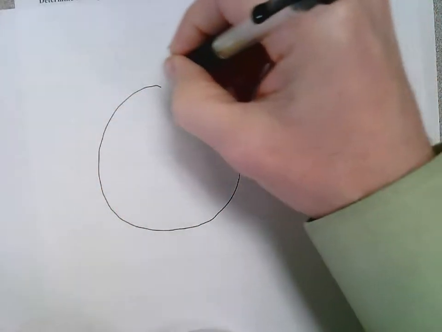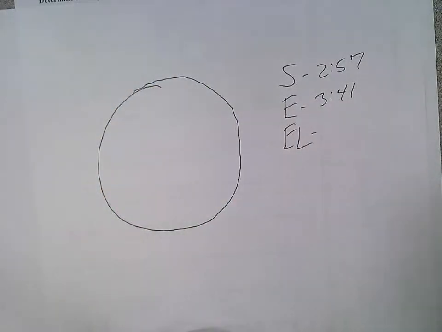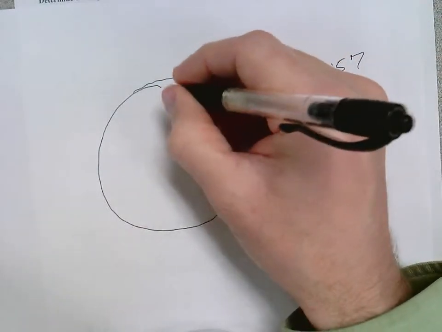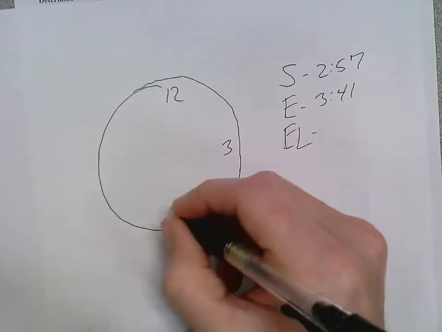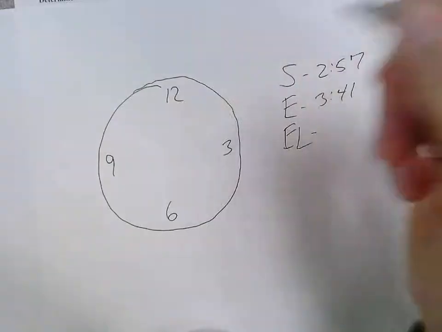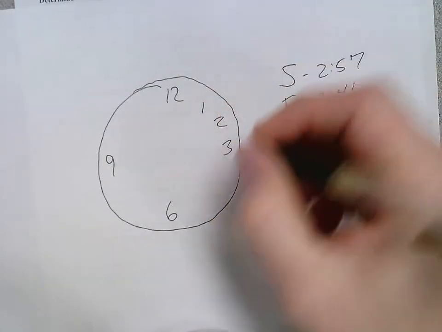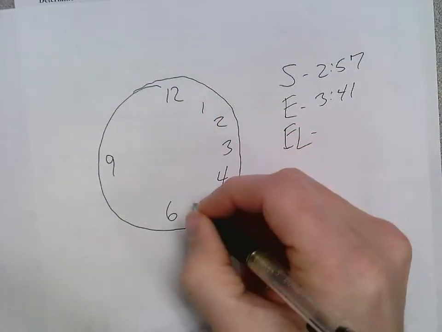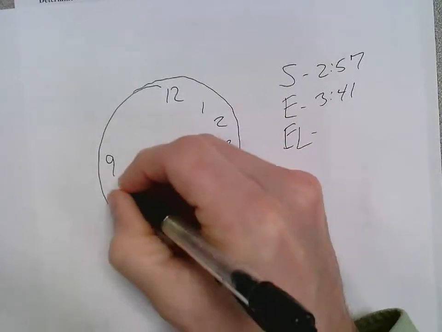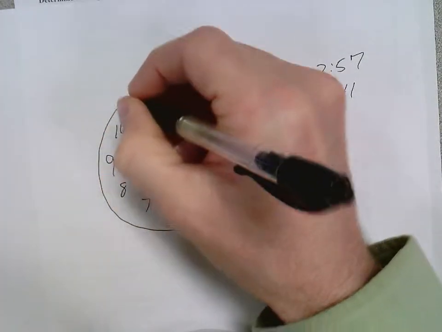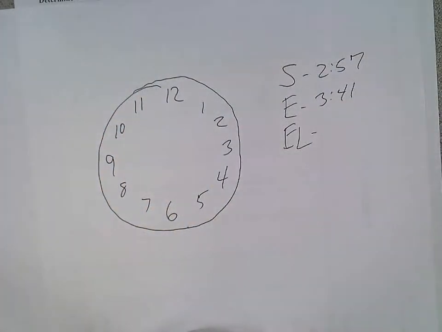We make it as nice and neat as we can. The neater we make our clock, the easier time we're going to have to do this. Put my numbers on the corner, 12, 3, 6, and 9. Fill in the numbers in the middle, 4, 5, 7, 8, 10, 11, and now I follow the same procedure I did before.